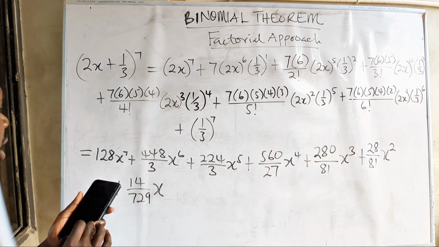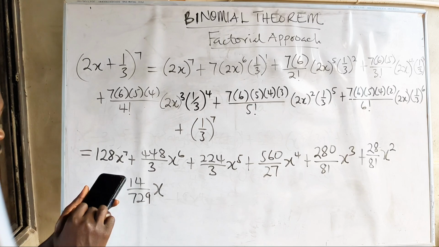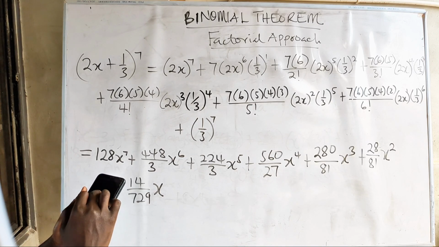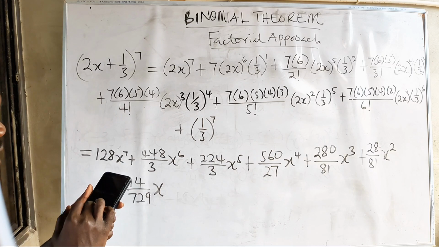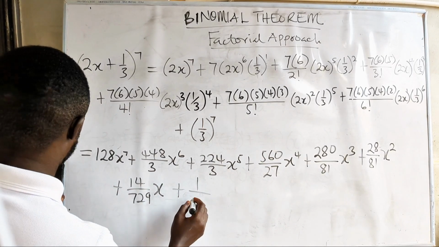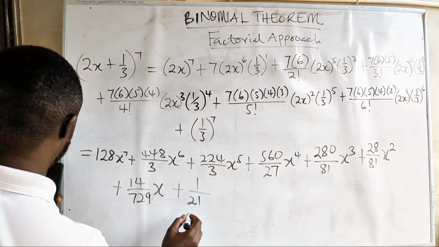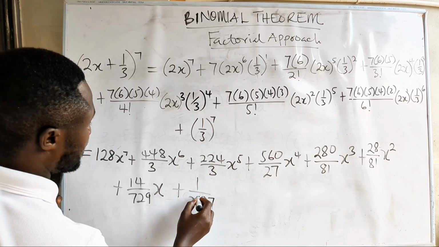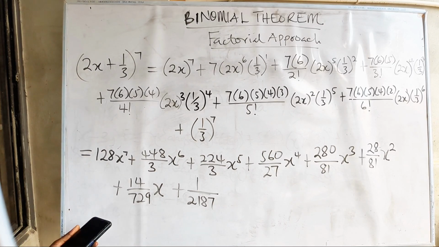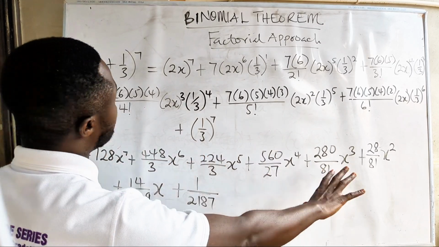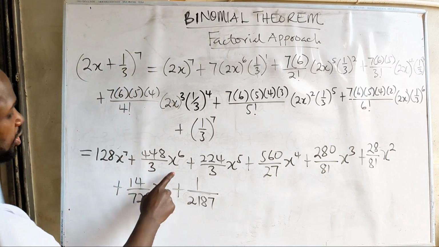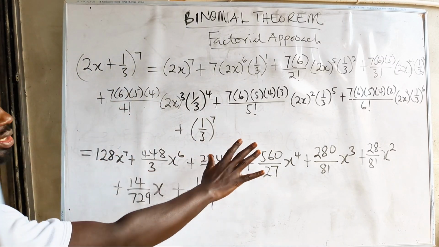Then the last one will be 1 on 3 all to the exponent of 7. And that will be 1 over 2187. So this is our expansion of this (2s plus 1 over 3) all to the exponent of 7. This is what we have.